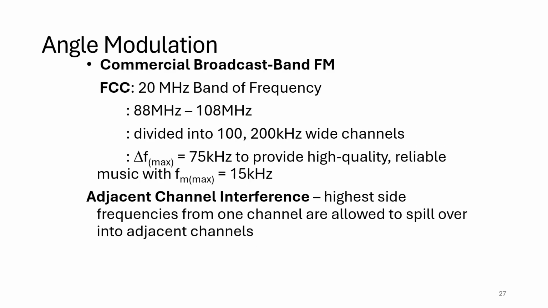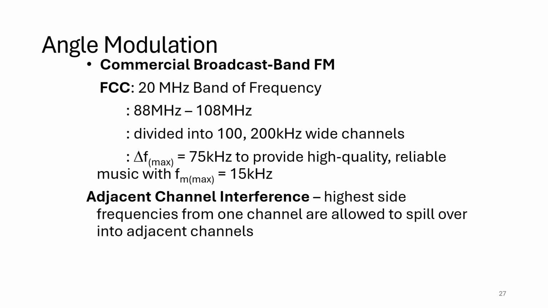So here are some of the values. For commercial broadcast band FM, set by the FCC, there is a 20 megahertz band of frequency, from 88 megahertz to 108 megahertz, divided into 100 channels, each 200 kilohertz wide. As we mentioned a while ago, the maximum frequency deviation for an FM commercial broadcast station is 75 kilohertz to provide high quality, reliable music, with a maximum modulating frequency of 15 kilohertz.